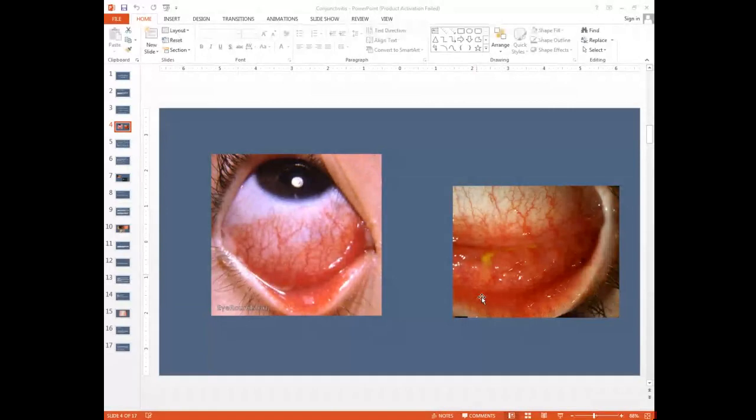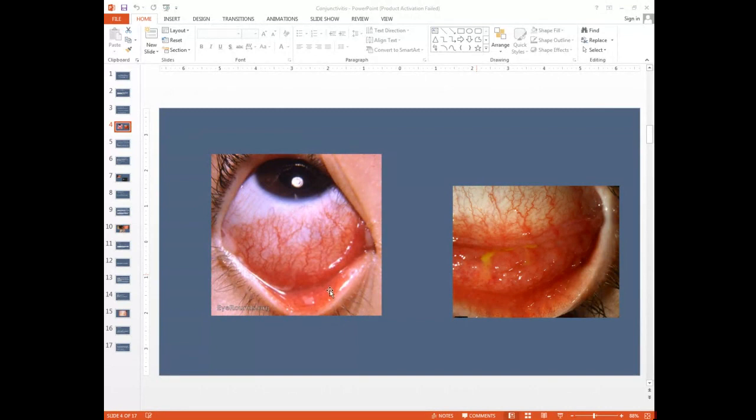So the photograph on the left shows a very hyperemic, injected conjunctiva. The lower lid is pulled down, so you see that there is another part of the conjunctiva known as the forniceal conjunctiva, and then you have the palpebral conjunctiva, and there's a bit of mucus there.